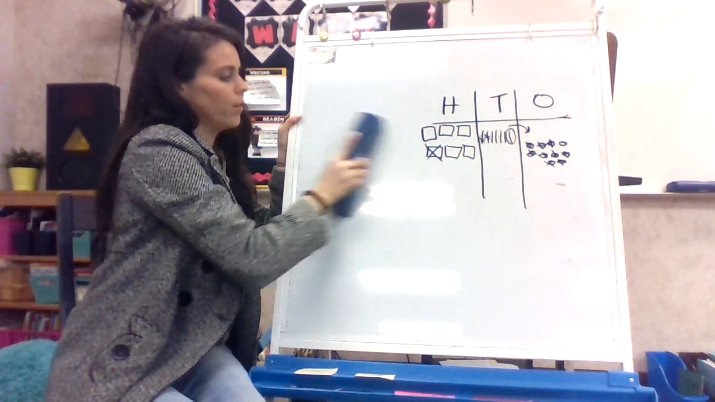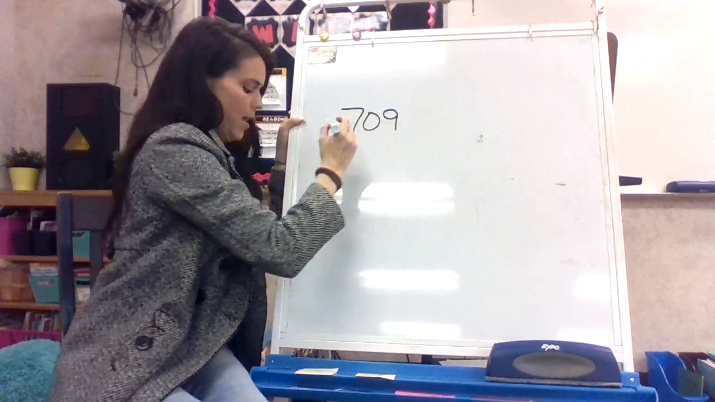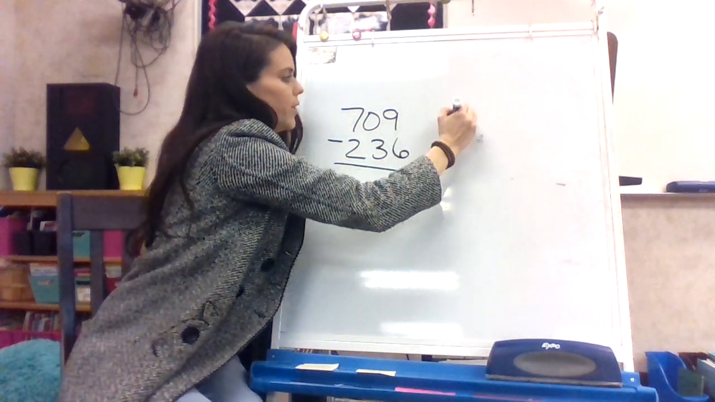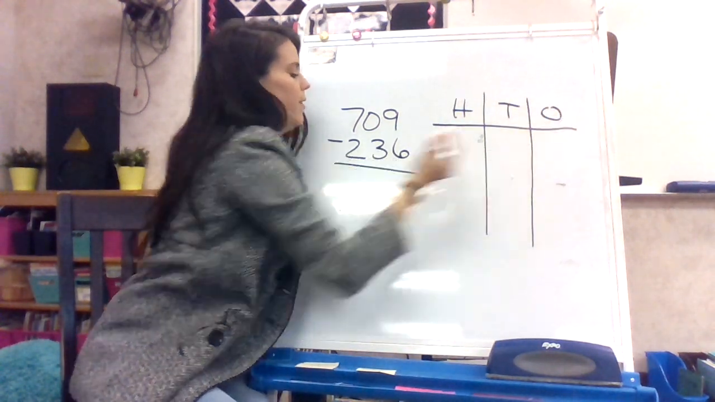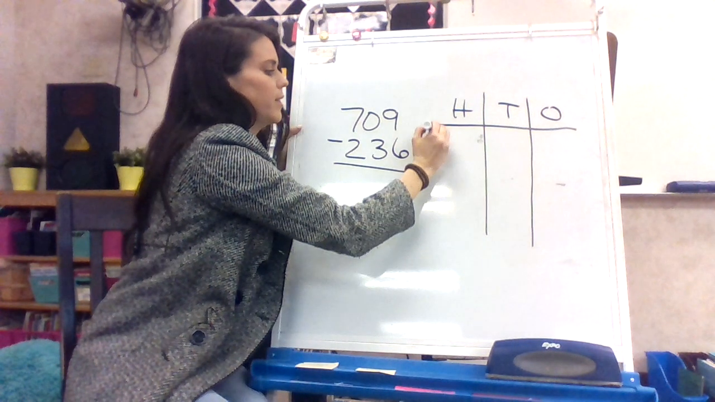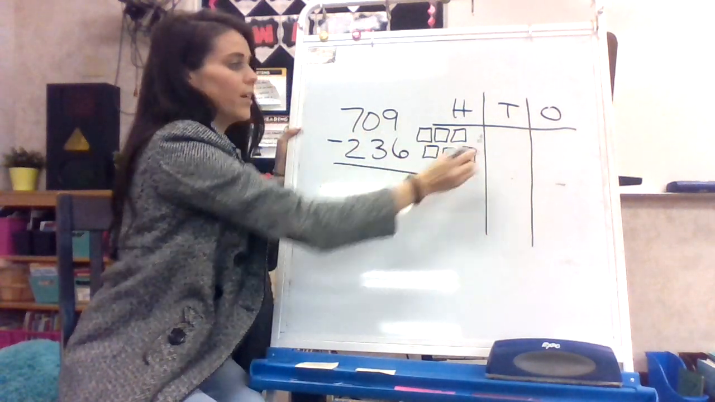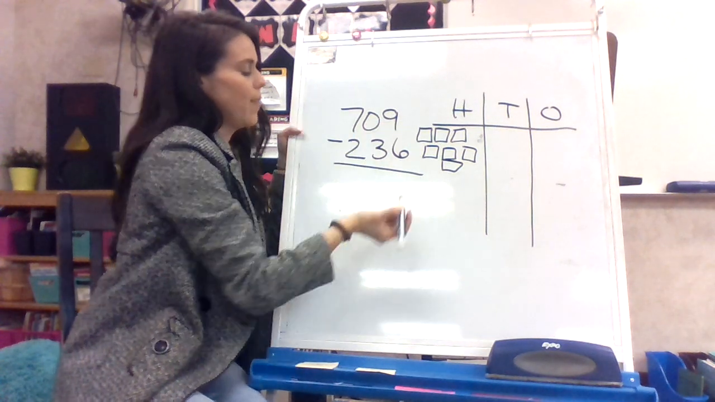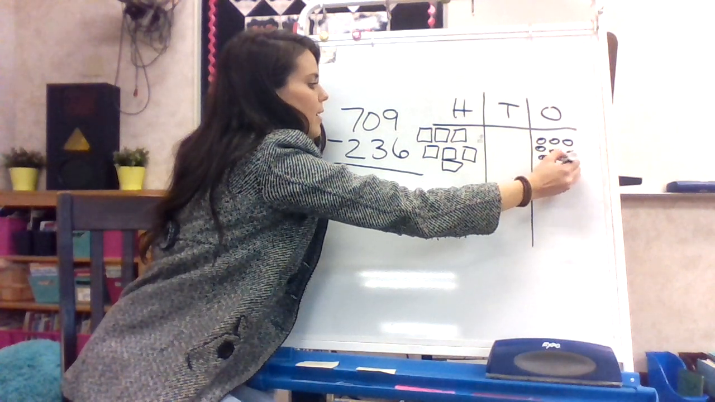Okay, now I'm going to show you how to solve with 0 in the tens place. So our number is 709, take away 236. We're going to draw our picture first. Okay, there are 7 hundreds blocks, 2, 3, 4, 5, 6, 7, 0 tens blocks. So we don't need to put anything under the tens. And there are 9 ones. So 1, 2, 3, 4, 5, 6, 7, 8, 9.